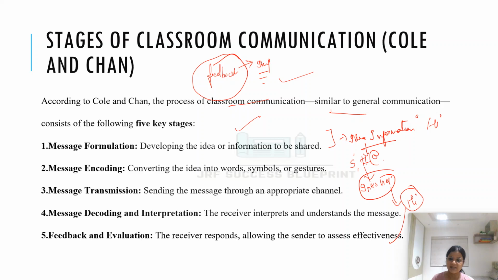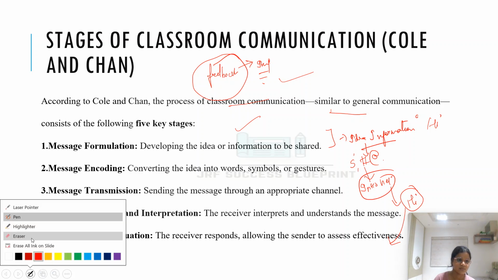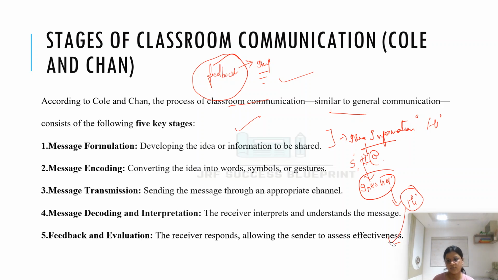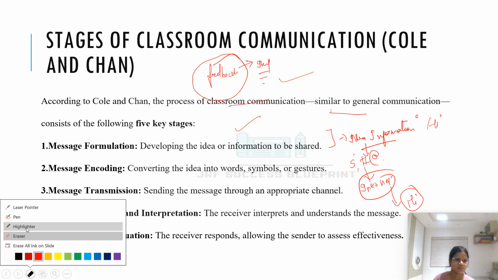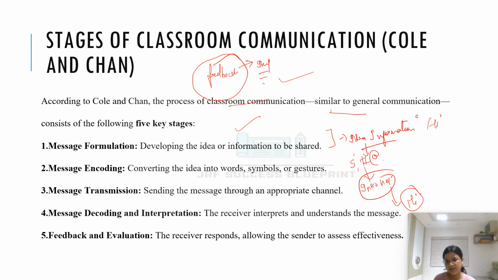Now after receiving the message, he provides a feedback and evaluation. From hi, he understands the message, and then he will provide you the feedback that he has understood the message effectively and the communication was efficient enough. So the five stages of Cole and Chain classroom communication are: first message formulation, then encoding, then transmission, then decoding and interpretation, and then feedback.